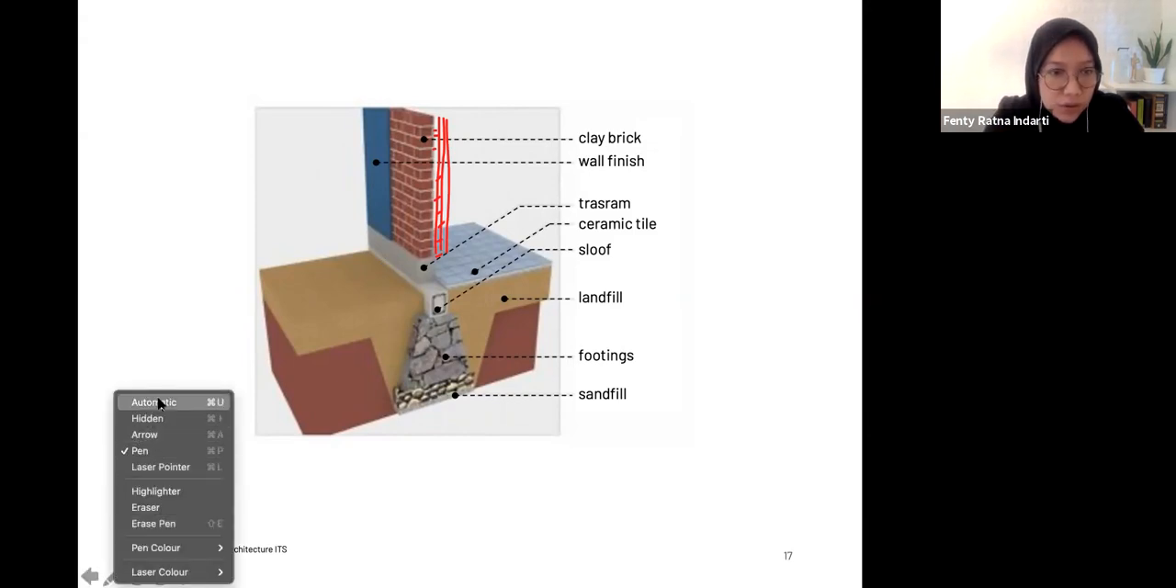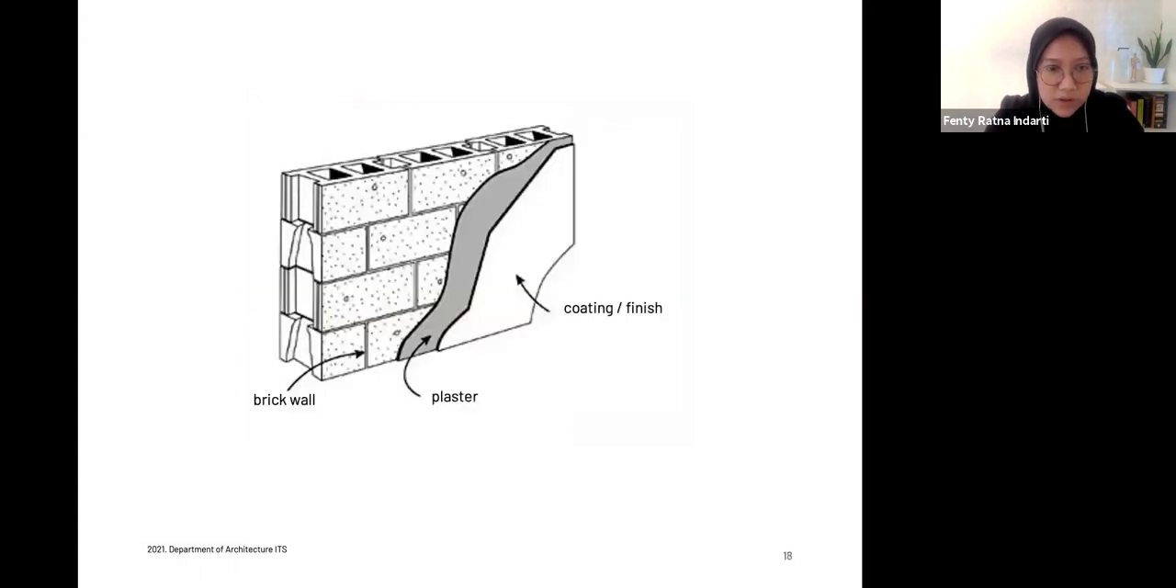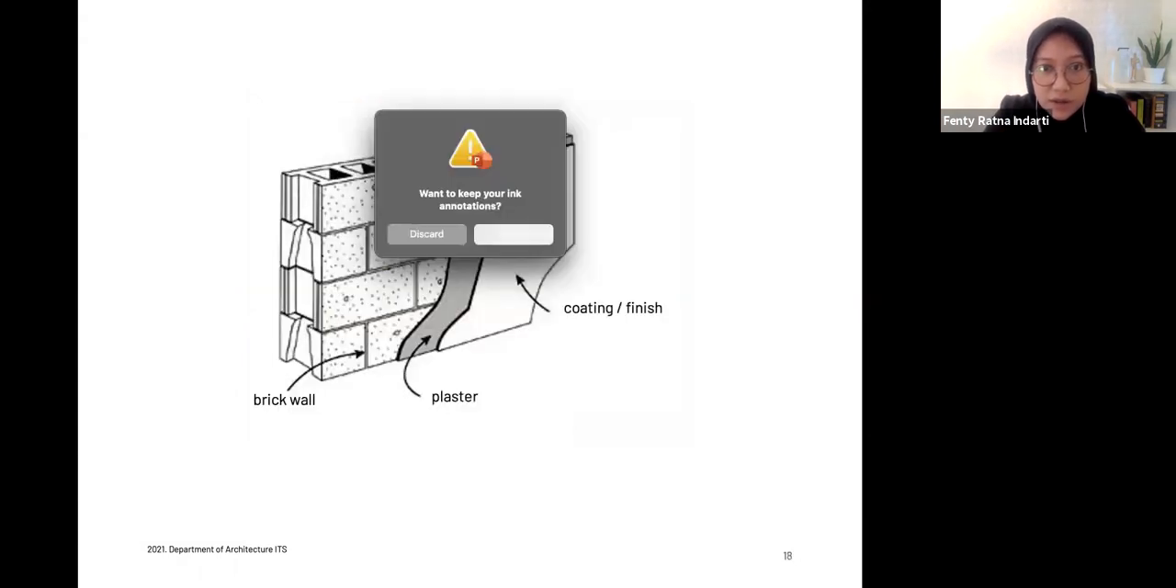Next we wait. I lost my arrow. This one.